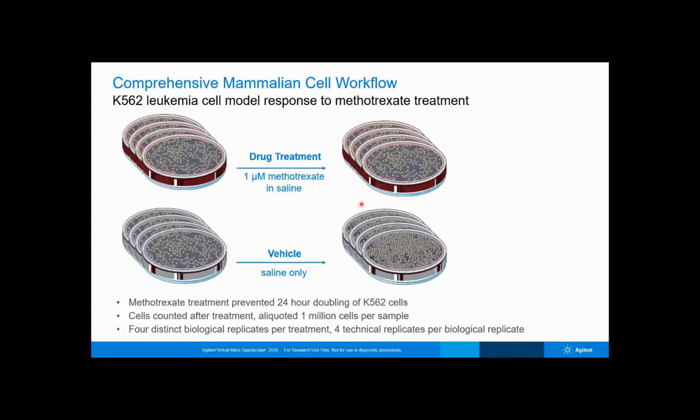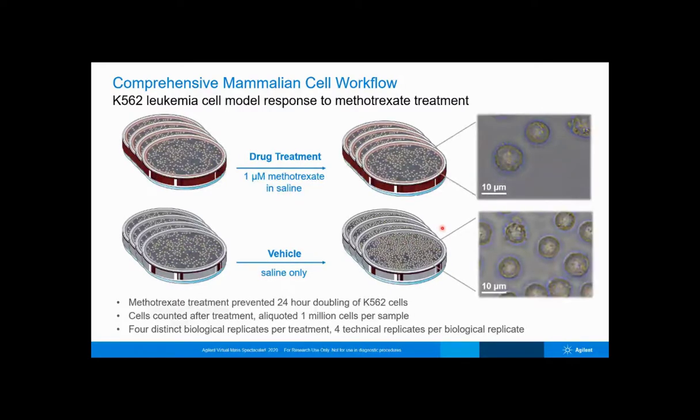The methotrexate treatment very clearly prevented growth of the K562 cells, as cells treated with methotrexate had the same cell count after treatment as before treatment, while untreated cells roughly doubled over this same time period. Although growth was impacted by methotrexate, there did not appear to be changes in cell size or morphology.